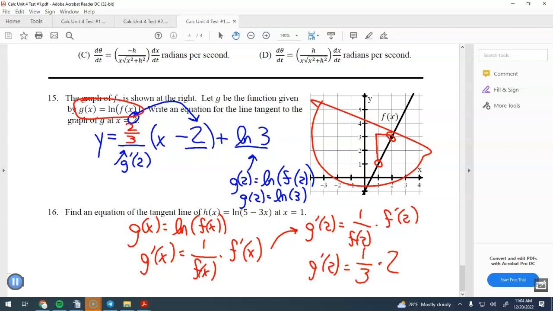I mean, we did tangent lines this season too, but yeah. Is that good? What else we got?